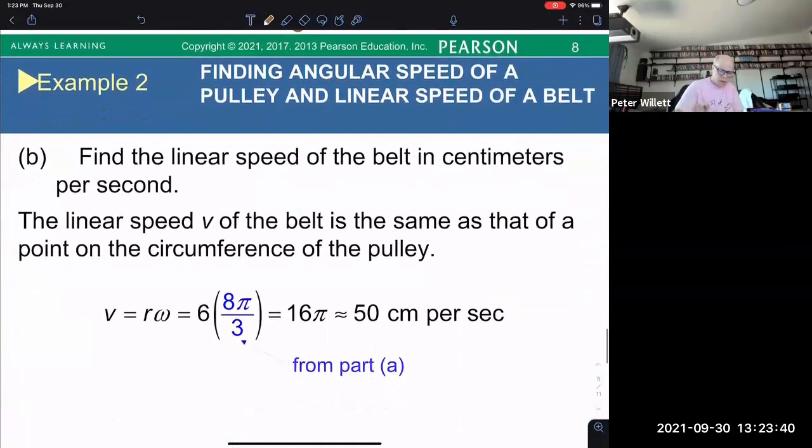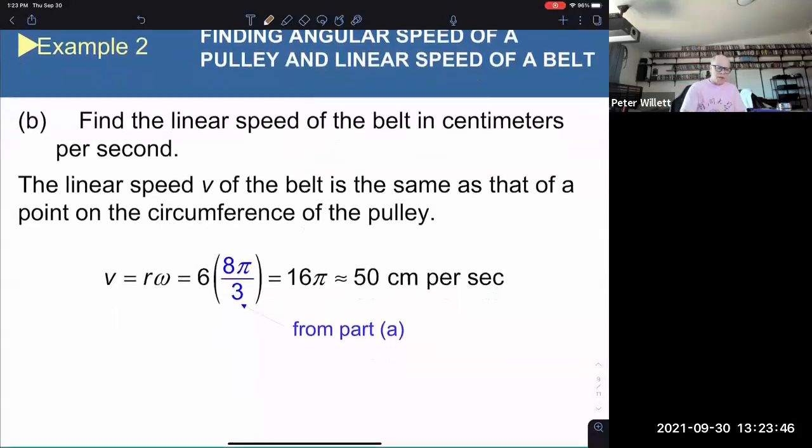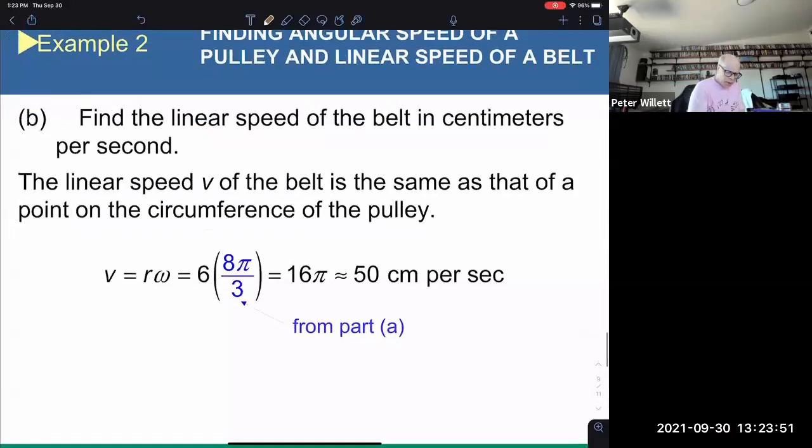So let's take a look at part B here. It says find the linear speed of the belt in centimeters per second. Linear speed. So linear speed is r times angular speed, which we just calculated. We know r is 6 centimeters. So they multiply the r value times the w value we just got, and they round off to the nearest whole number, it looks like in this case, and they get about 50 centimeters per second. So that means the belt is traveling 50 centimeters per second at that angular rate for the pulley.